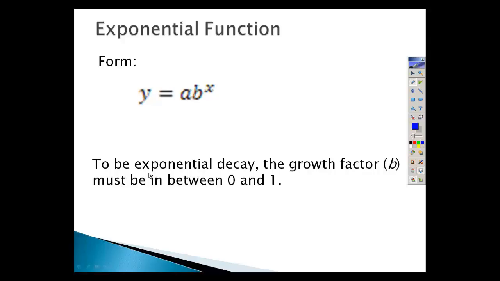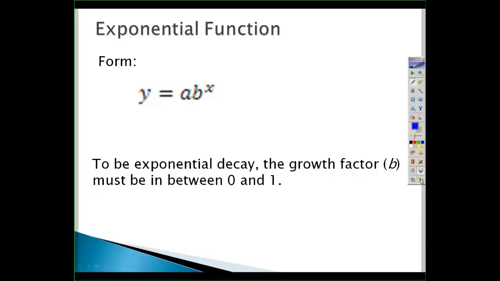I didn't really put any examples up here, but there is a section in your homework where it says, tell whether the function is exponential growth or decay. So let's just do a little example here. If it says y equals 3 times 2 to the x, that would be exponential growth. 2 is not between 0 and 1. However, if it said y equals 3 times 1/2 to the x, the growth factor b is in between 0 and 1, so it would be exponential decay.